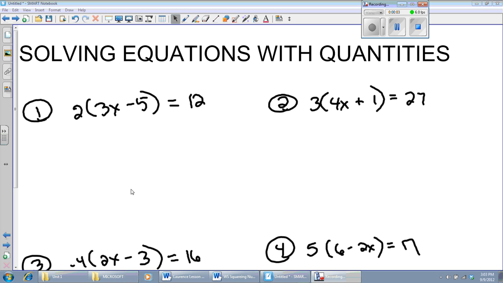Algebra students, I hope you're finding yourselves well today. Nathan, I hope you're paying attention because this lesson is going to be almost as easy as the last two. Today we are solving equations with quantities in them.